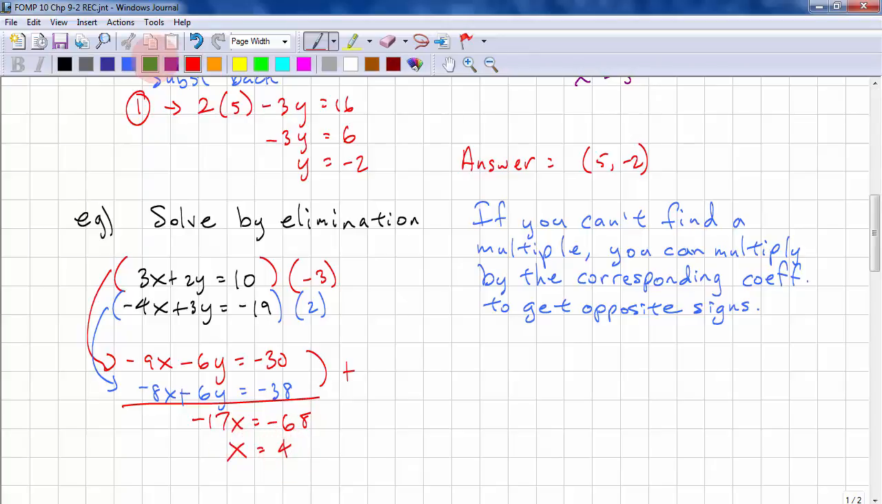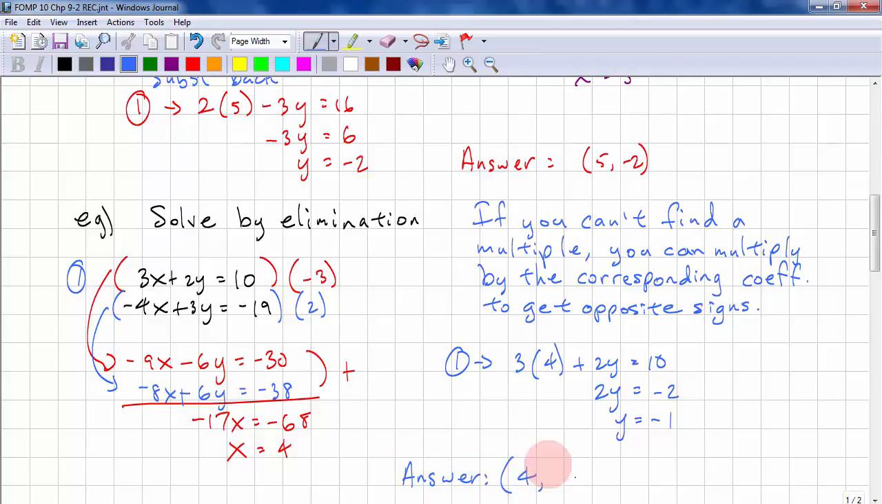And again, we need to substitute back. This is 1. We get 3 times 4 plus 2y equals 10. 2y equals 10 minus 3 times 4, which is 12. Bring it over to the other side, becomes negative 12. 10 minus 12 is negative 2. Divide both sides by 2. Negative 2 divided by 2 gives us negative 1. So our answer is 4, negative 1.